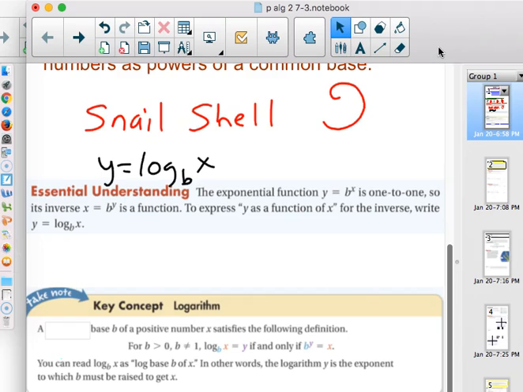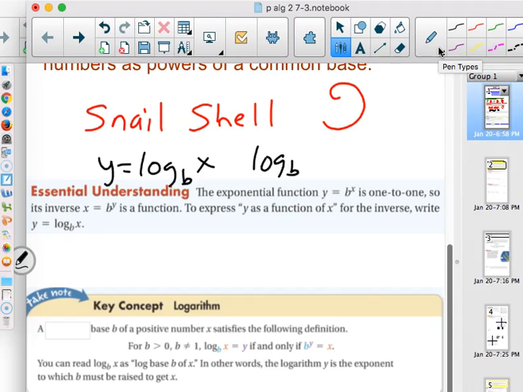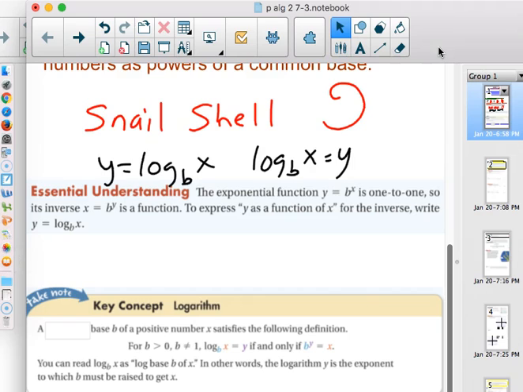y equals logarithm base b of x, which makes no sense to us right now. So we would need to translate that into something that we understand, something that we've done before. So here's the first step. We're always going to put the logarithm part on the left-hand side. So this will say logarithm base b of x equals y. So there's step one, setting it up nice.